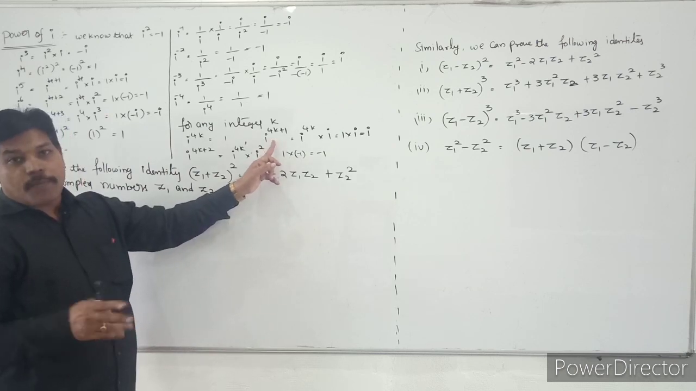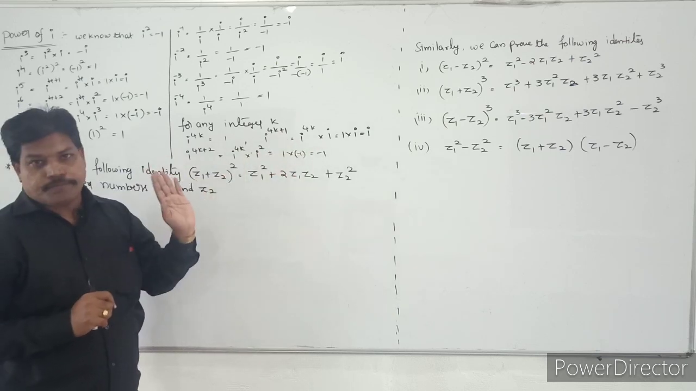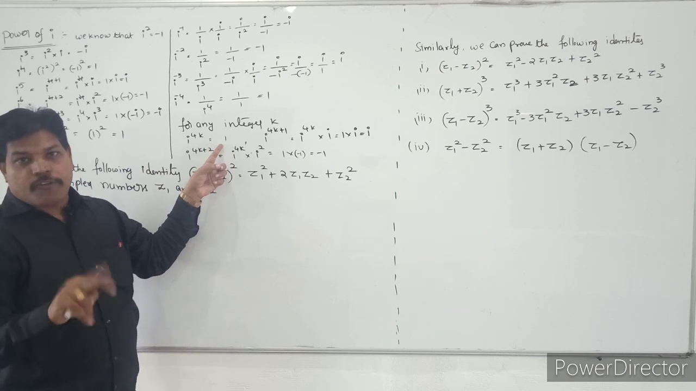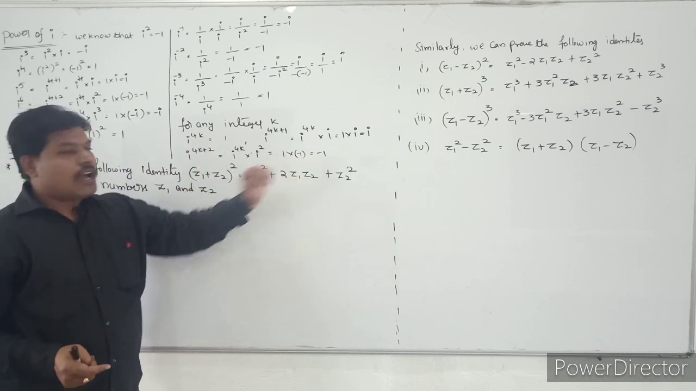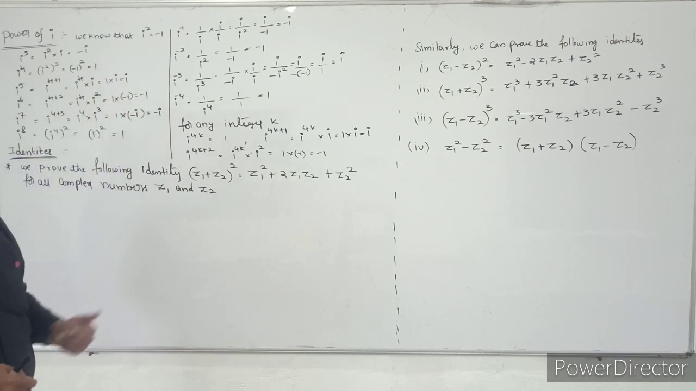I power 4k plus 1, for example I power 5, that is I power 4 plus 1, yes or no? Then I power 4k plus 2, for example I power 6, that is I power 4 plus 2. So that value will become minus 1 only. I power 6 is minus 1 only. Understand that? So these are the powers of I.